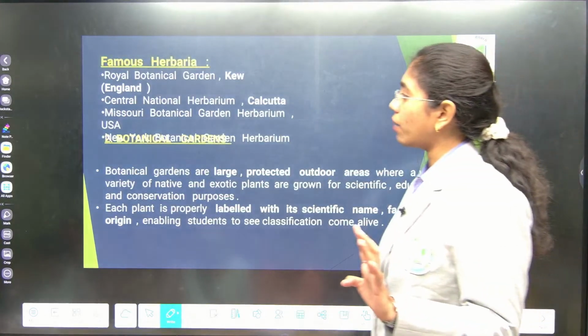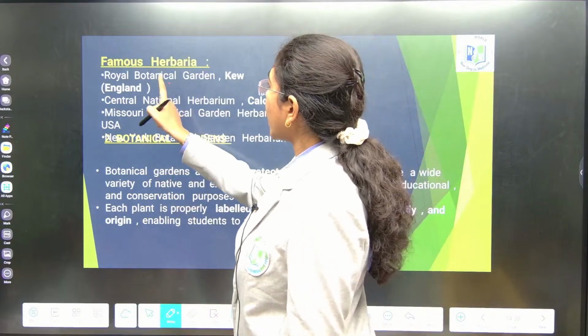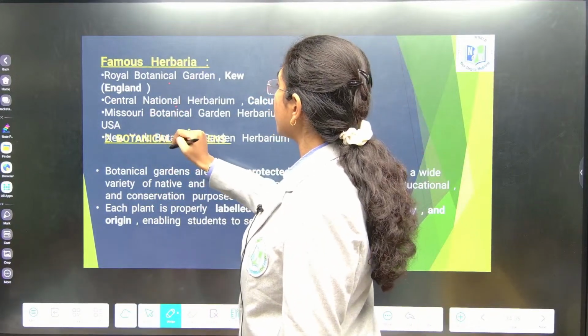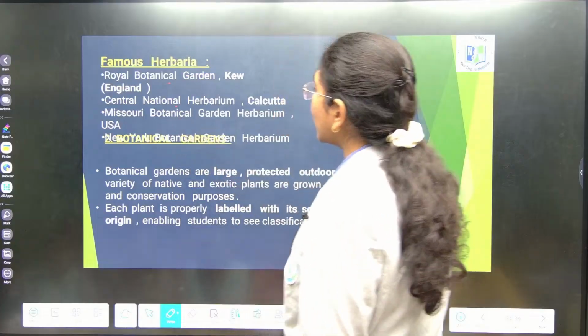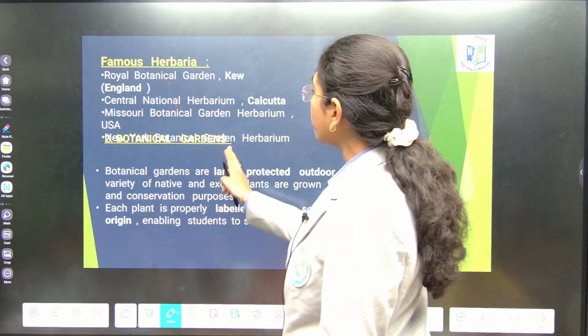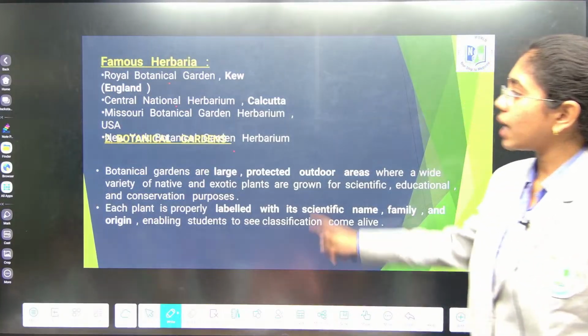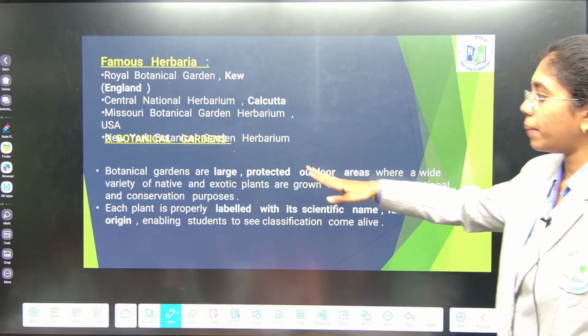Famous herbaria you have to keep in mind. Royal Botanical Garden, Central National Herbarium, Missouri Botanical Garden Herbarium, New York Botanical Garden as well. These are different botanical gardens and herbaria.